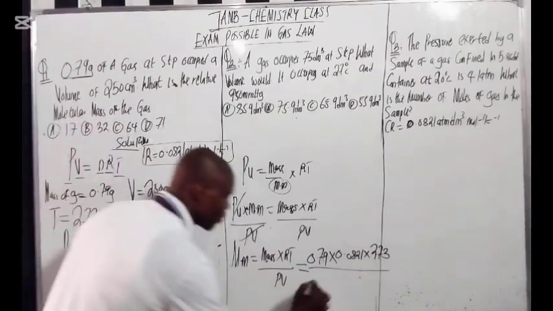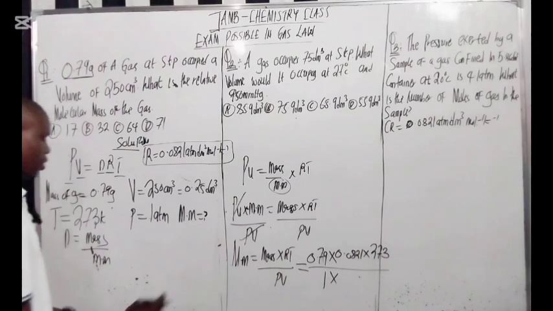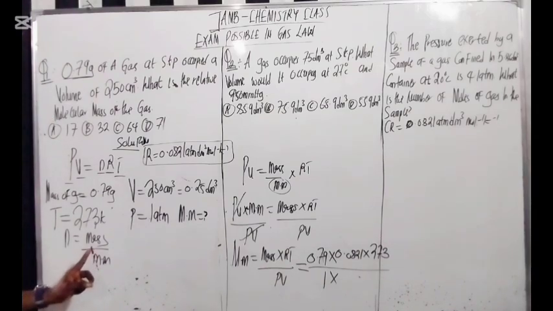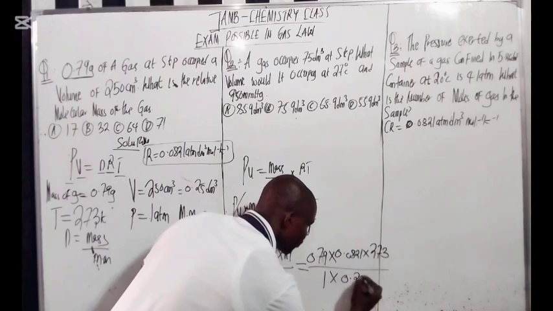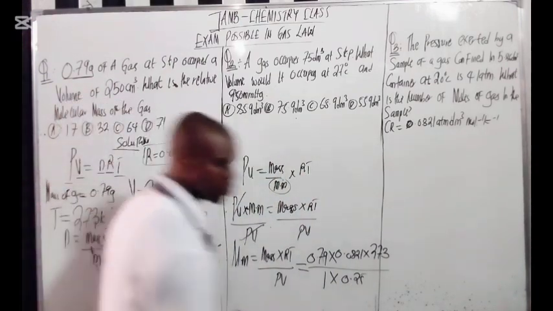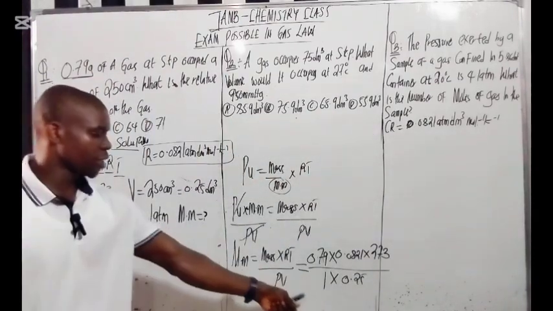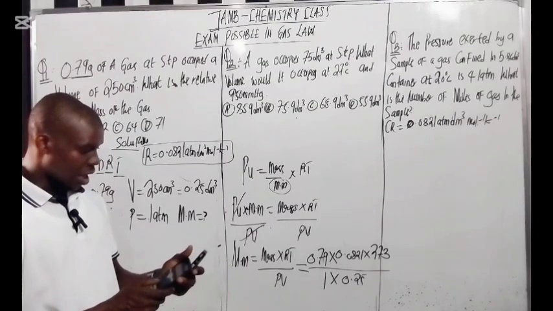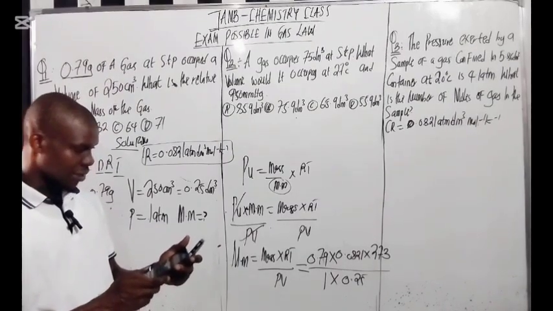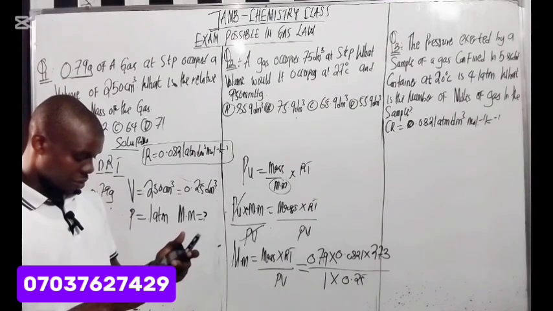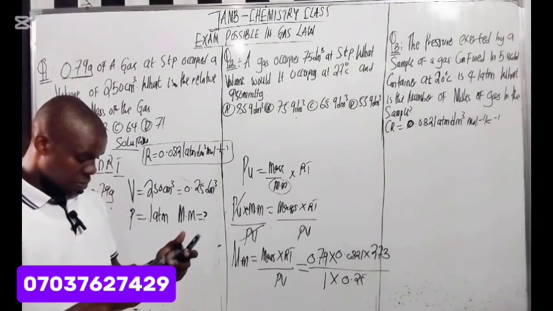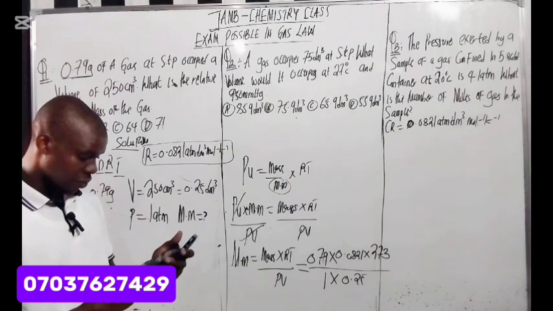So you have 1 times, my volume. What is my volume? 0.25. Do you see that? So what I want to do here is get your calculator to get your answer. Here, 0.79 times 0.0821 times 273, right? Divided by 1 times 0.25.